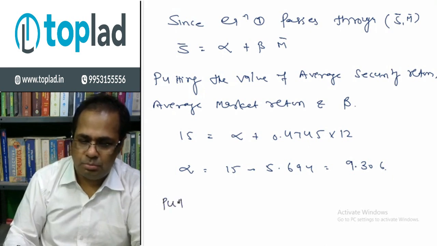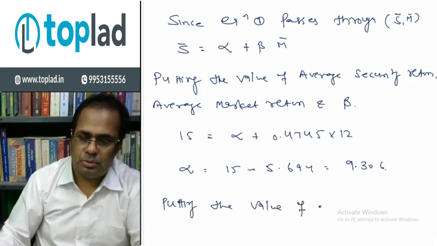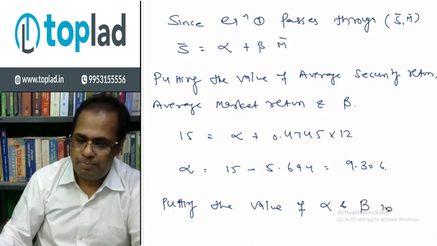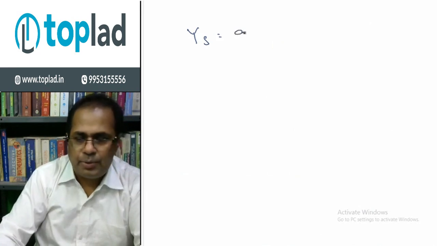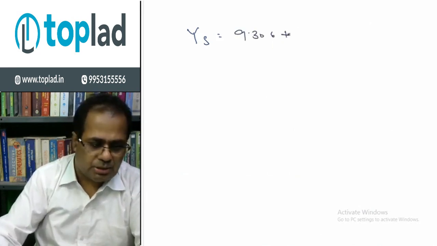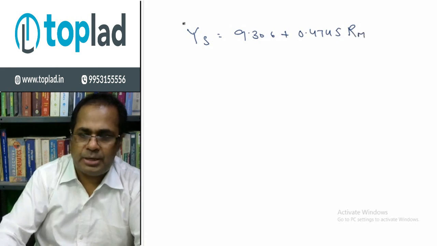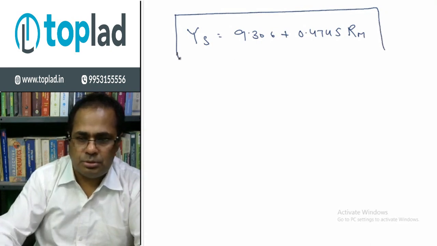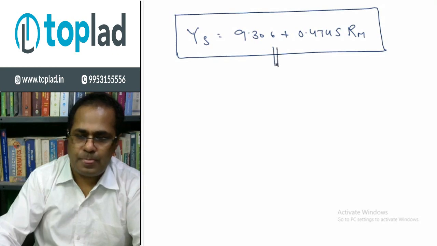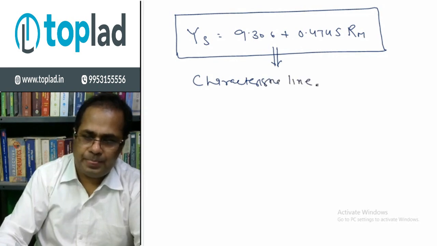Now from equation first, putting the value of alpha and beta in equation first, the return of the security is 9.306 plus 0.4745 return of market. This is your characteristic line.